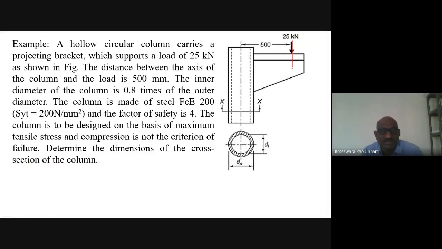This is the load. What is the perpendicular distance here? 500 mm. Here it is mm.